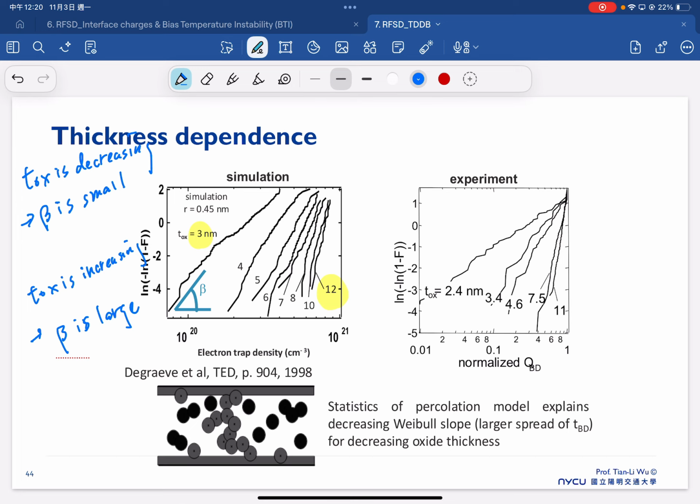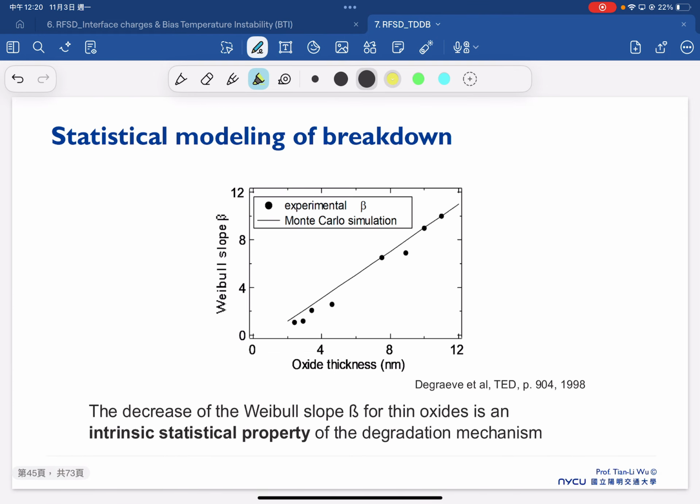So the statistical population model explains the decreasing Weibull slope for decreasing oxide thickness. The decreasing Weibull slope is because of the large spread of TBD once we decrease the oxide thickness. And this is another result where we have the Weibull slope versus the oxide thickness. So the decrease of the Weibull slope for thin oxide is an intrinsic statistical property of the degradation mechanism.